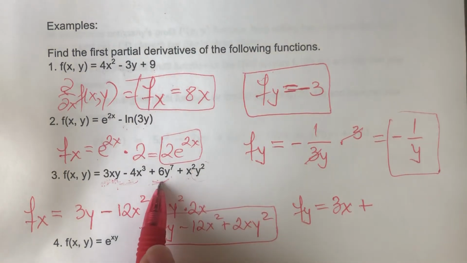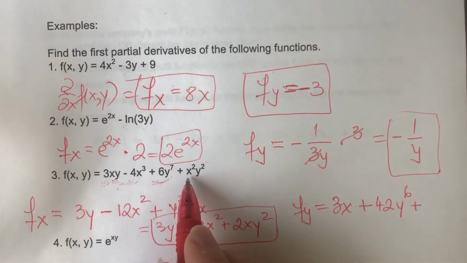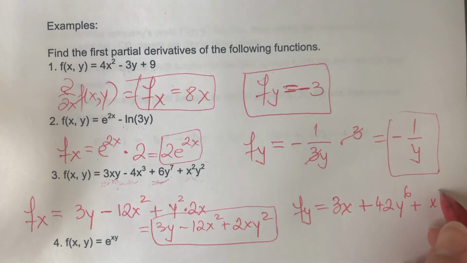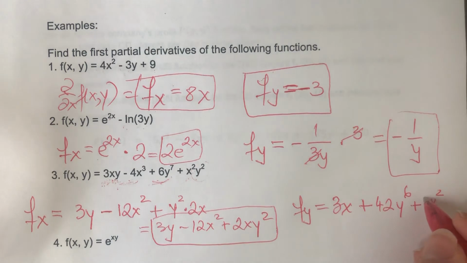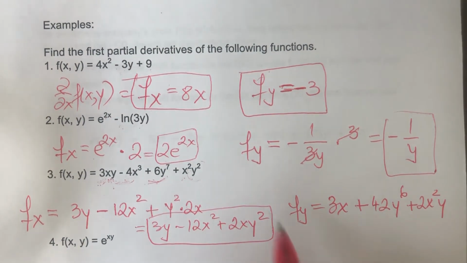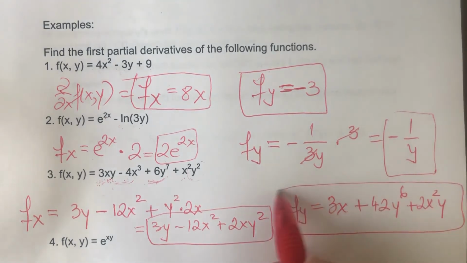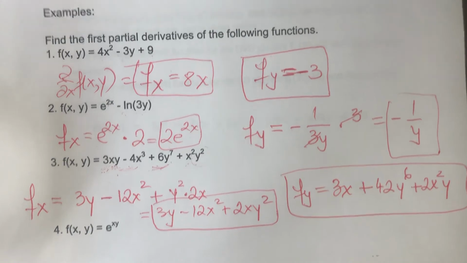Plus, the derivative of this with respect to y is 42y to the 6, plus the derivative of this, the x squared stays, and then the derivative of y squared is 2y. So just to not have to write it again, I just wrote the 2 in the front. There it is. Okay, all right, let's try the next one.